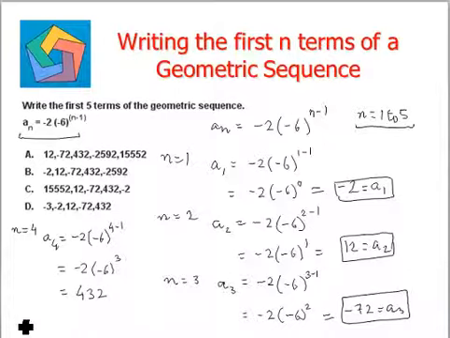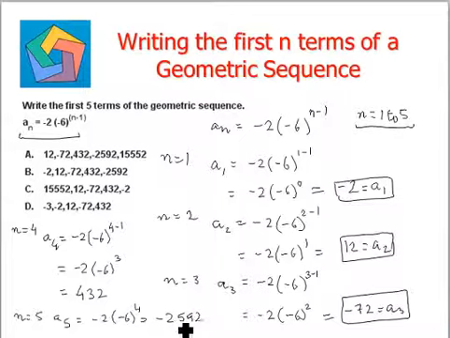Similarly, we'll find out n equals 5, the fifth term. This equals negative 2 times negative 6 to the power of 5 minus 1, which is 4. When we solve this with the calculator, we'll get the answer of negative 2592. This is our a5, and this was our a4, 432.